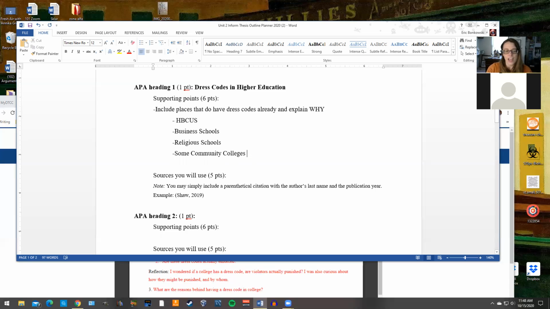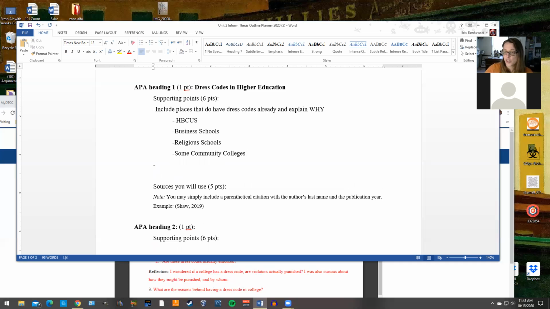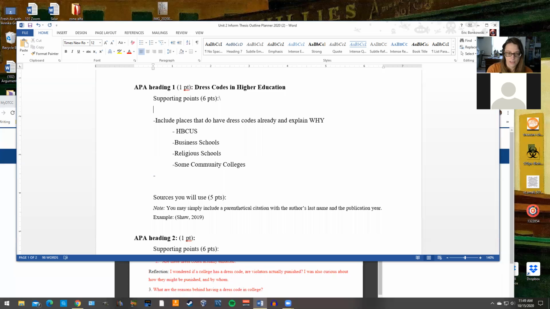So maybe this section, and again, you might find that one of the sections of your paper is longer than the other, and that's totally fine. I think maybe the other thing I'll include here, maybe I'll include this first, is a basic overview of the dress codes, what they include.